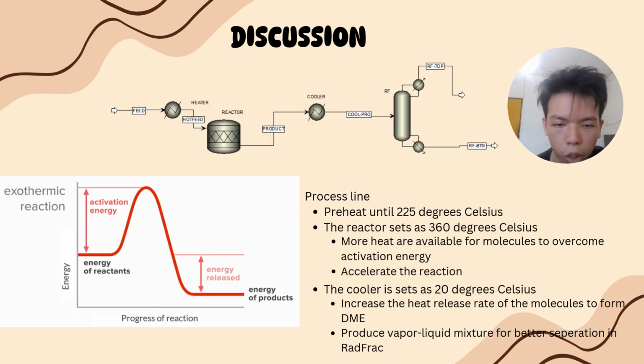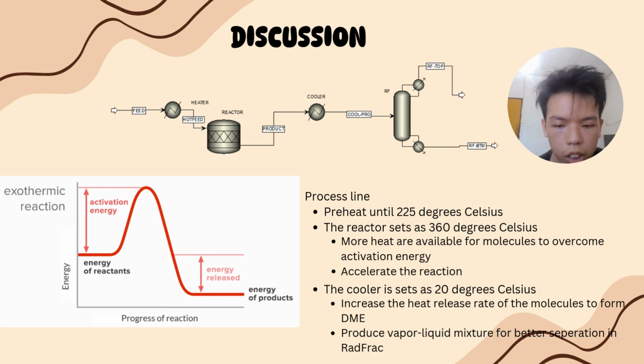Next, let me talk about the process line that we simulate using the Aspen Plus. First things first, a feed stream with pure methanol will enter the heater, which allows the preheating process until 225 degrees Celsius. After that, the hot feed stream will transfer into the reactor, which is set at 360 degrees Celsius.